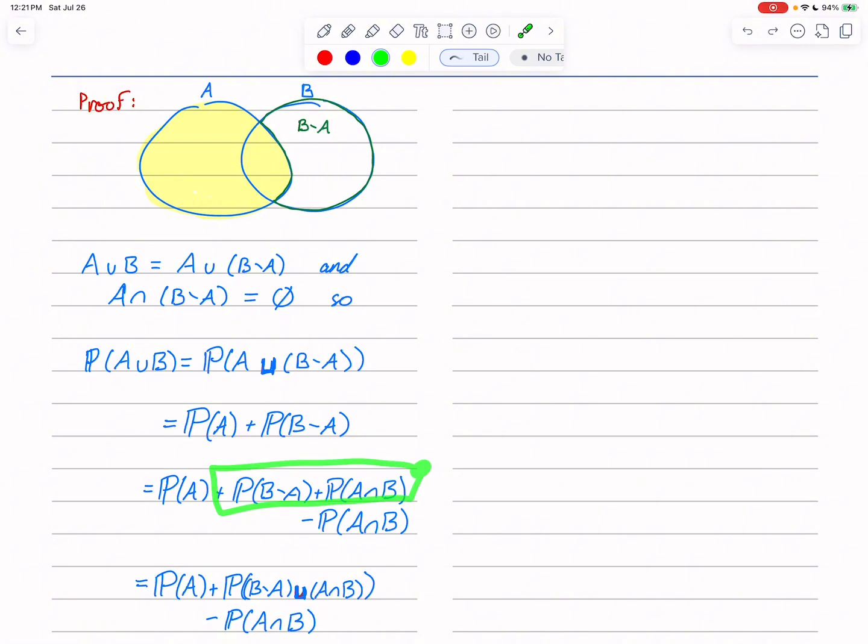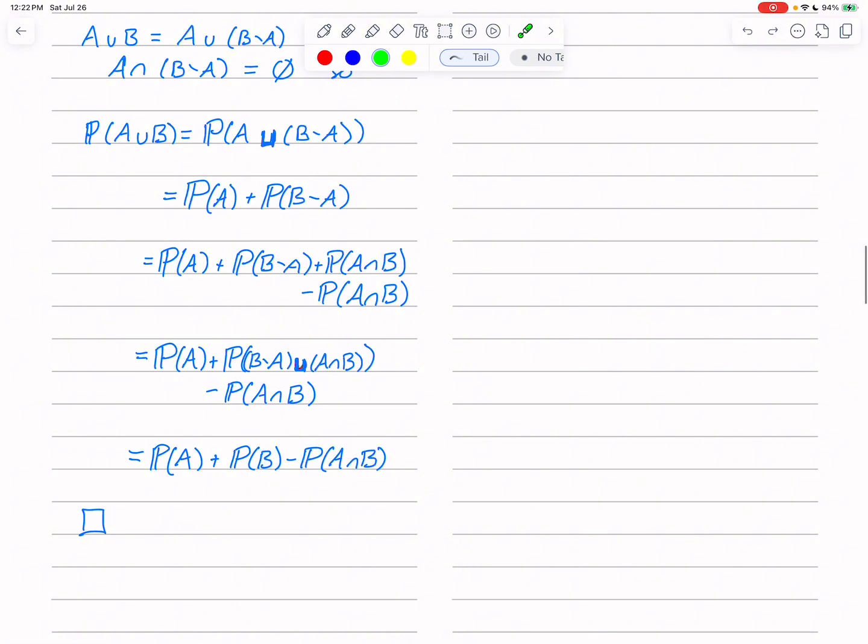Well, notice that B minus A and A intersect B, depicted here and then also here, are two disjoint sets. And so I can use axiom 3 in reverse. If the first use of axiom 3 looked like distribution, then here I'm free to use it in reverse because they are disjoint sets. It kind of looks like factoring the probability distribution out to the outside, replacing it in here with a disjoint union.